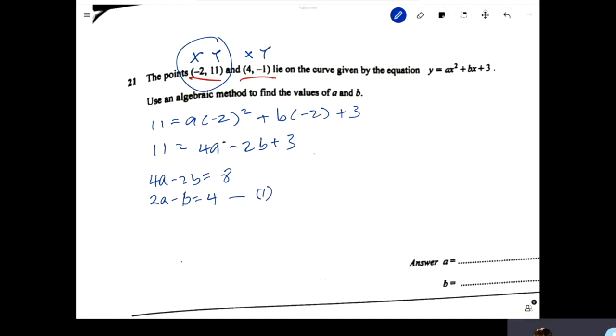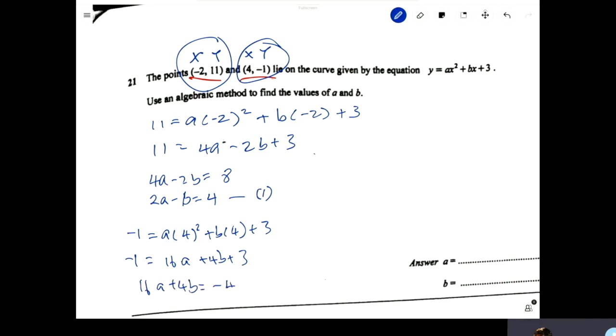Okay, so for equation number 2, we're going to substitute 4 and -1. So let's do that. -1 equals a times 4 squared plus b times 4 plus 3. Let's continue. -1 equals 16a plus 4b plus 3. So 16a plus 4b equals -4. Reduce to simplest form again, dividing by 4. So 4a plus b equals -1. This is my equation number 2.